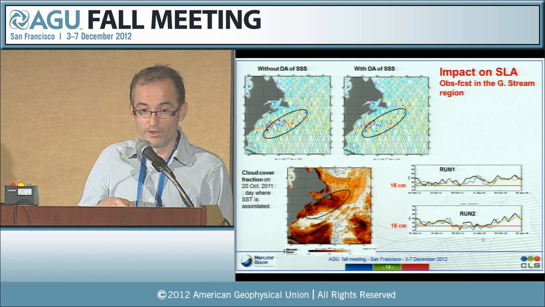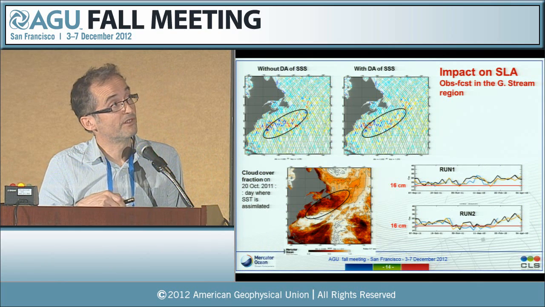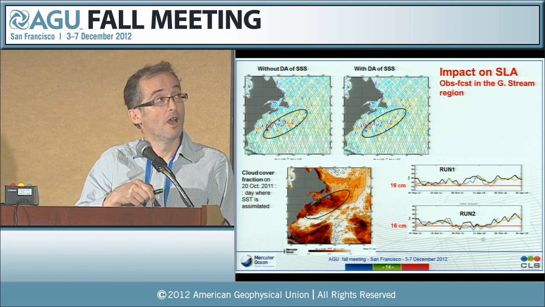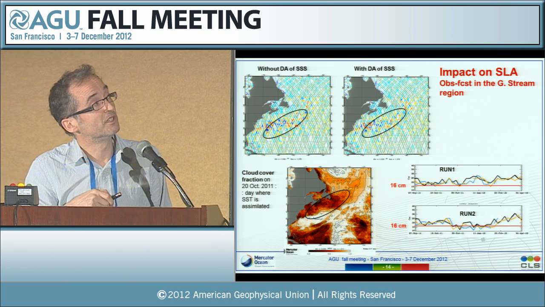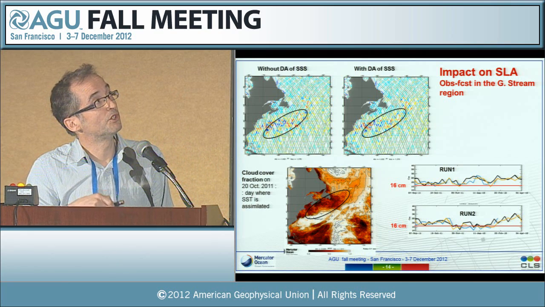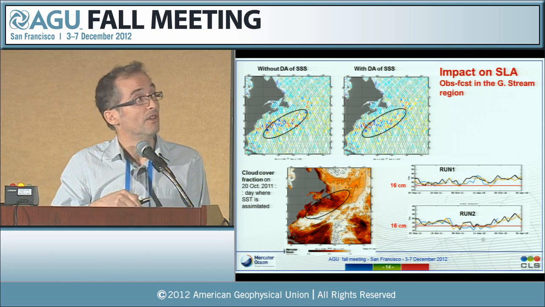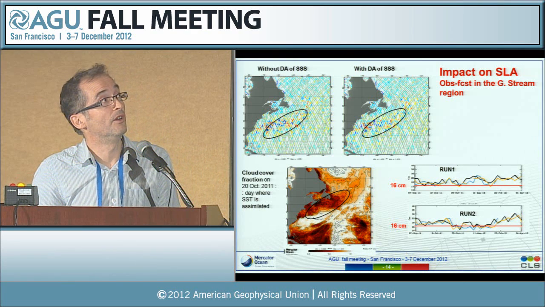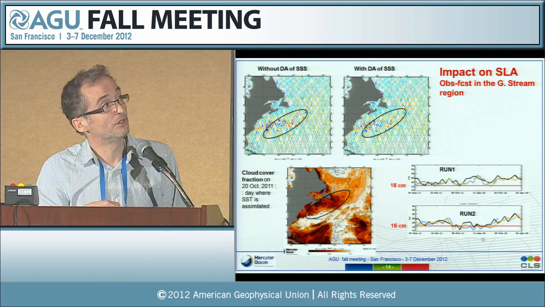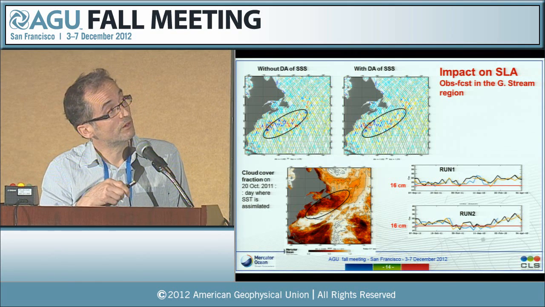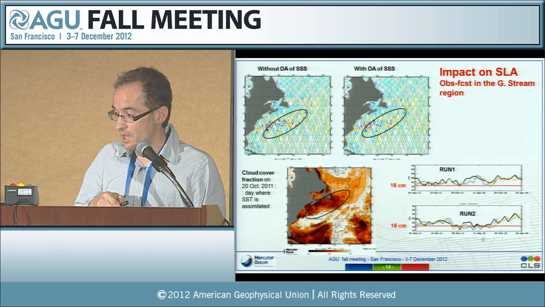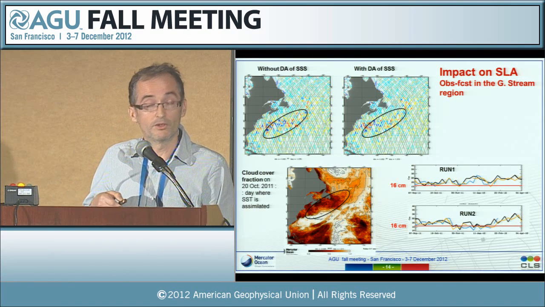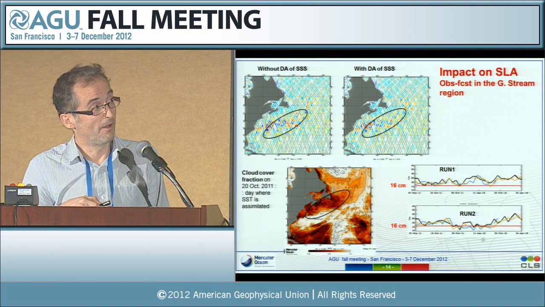Another impact, maybe the most surprising impact, is on the sea level anomaly. Always on the left you have the simulation without the SSS, and on the right with the SSS. And you see that we reduced the error. It's the innovation of sea level anomaly for this region, in the Gulf Stream region. And we see that we reduce the innovation, and we make an assumption about this effect.